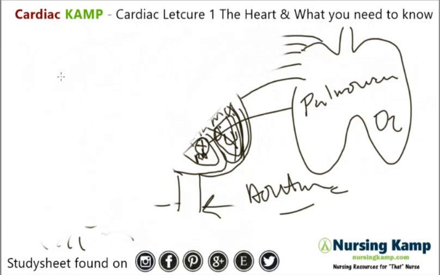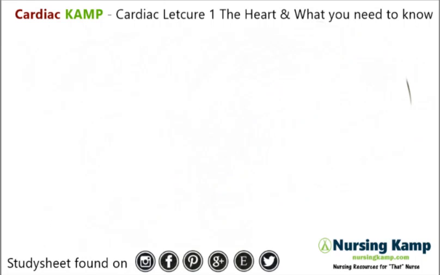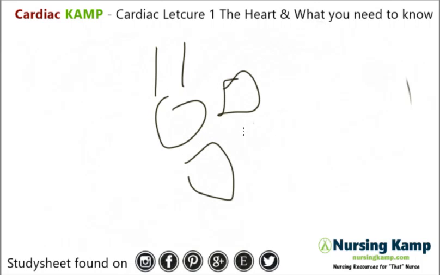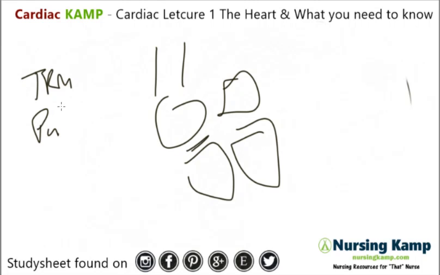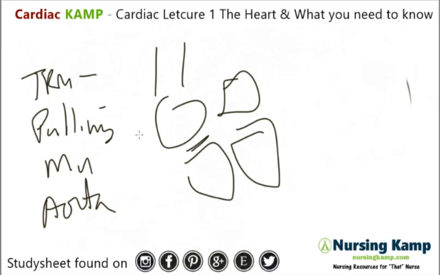Now let's look at the structure a little bit more. So in the heart, you have 4 main chambers, which we just went over. But there's valves. Okay, and the valves to remember is "Try pulling my aorta." And these are the orders of the valves that you see.